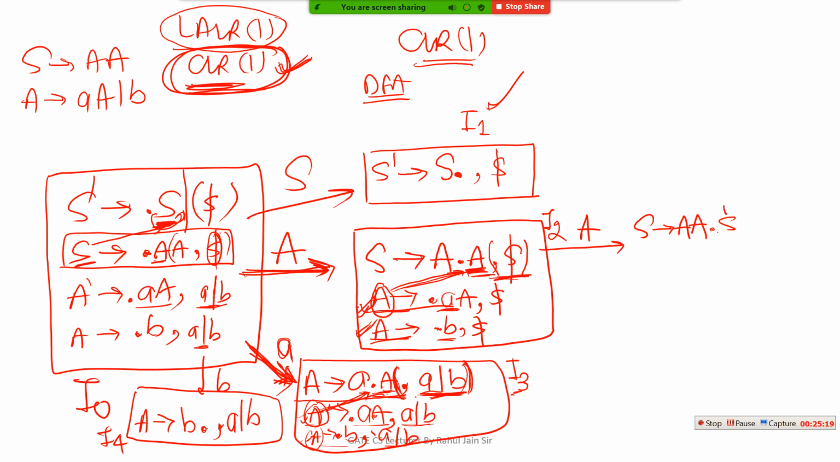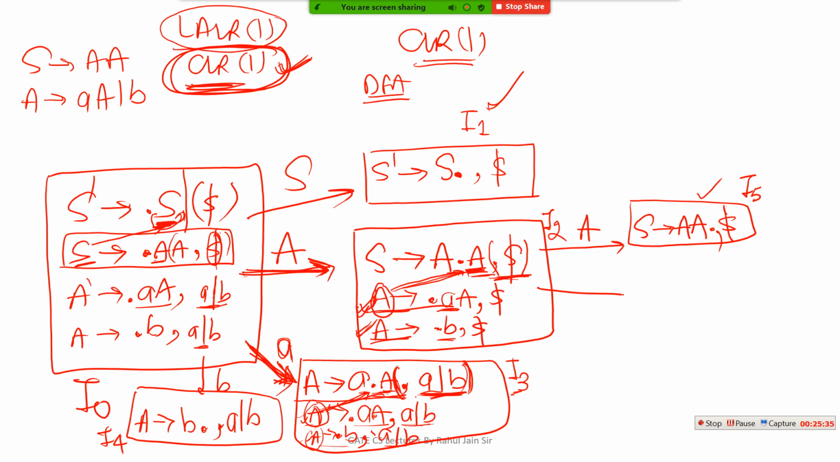A dot means it is completely reduced and look ahead will not change while doing transition. While doing transition, look ahead will not change. So it is my I5 state of the DFA, and it is completely reduced. Okay guys, it is the simplest one.